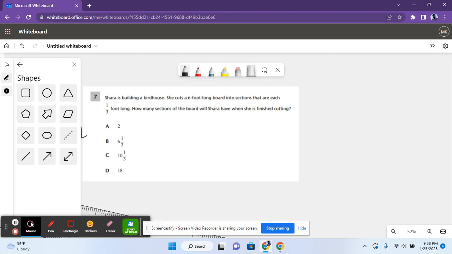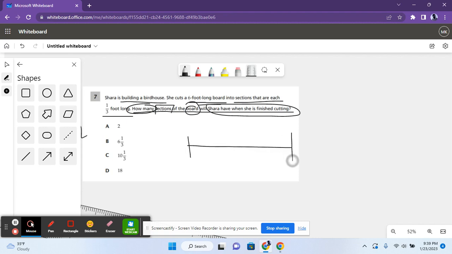For question 7, it says Shara is building a birdhouse. She cuts a 6-foot-long board into sections that are each 1/3 foot long. How many sections of the board will Shara have when she's finished cutting? So you have to divide 6 by 1/3, because she's cutting a 6-foot-long board into sections, and each section is 1/3, you have to find out how many sections there will be. So you have to divide 6 divided by 1/3.